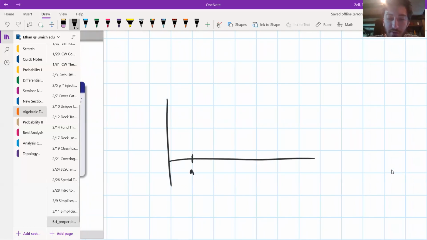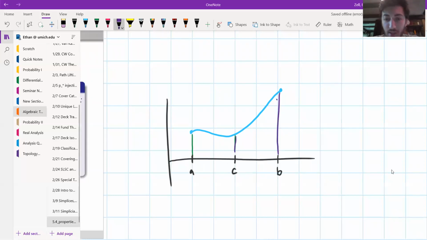So we're saying that we're integrating from A to C, so I'll do some tick marks, and then we're integrating from C to B, and then above this I'm going to draw a function. Maybe it looks like this. So this is a continuous function f, which is what the theorem asks us for. And the theorem says that if I take my integral from A to C, and then my integral from C to B, then that's the same thing as taking the integral from A to B.